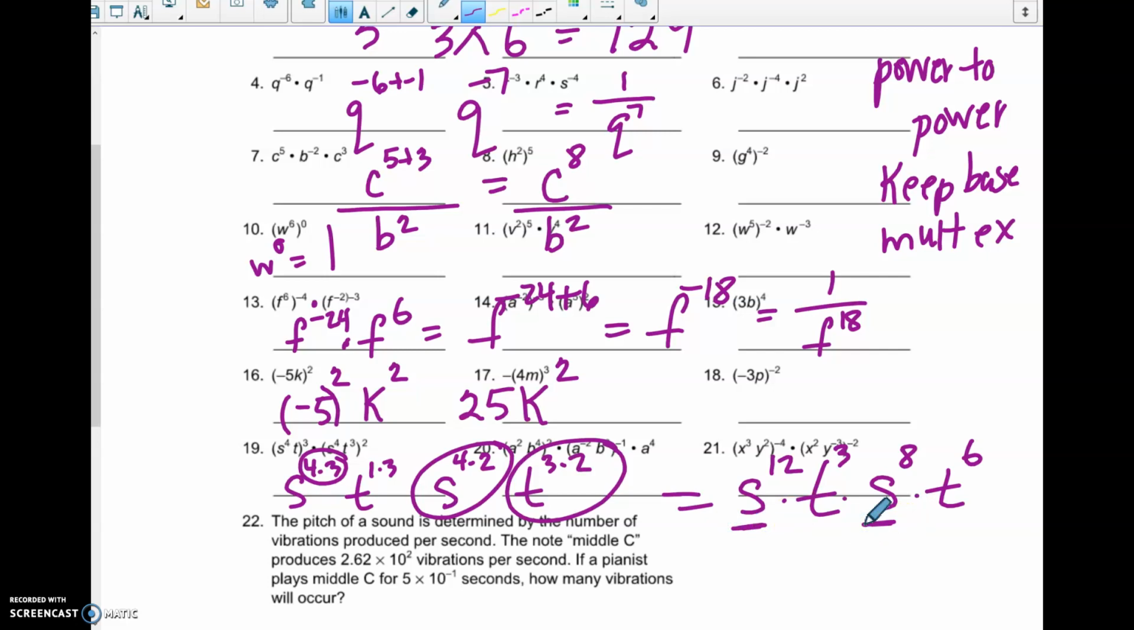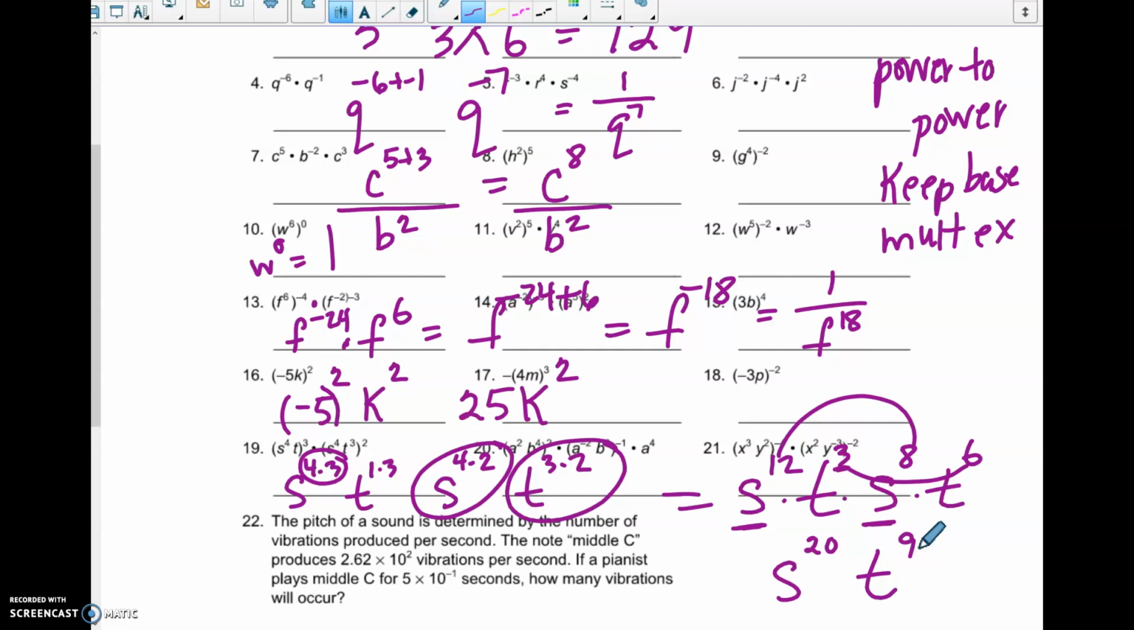And remember, when we're multiplying, that rule is keep the base and add the exponents. So 12 plus 8 is going to get us 20. And your other base is a t, keep that base. And now we're going to add 3 and 6 and get 9. So the final answer is s to the 20th, t to the 9th.